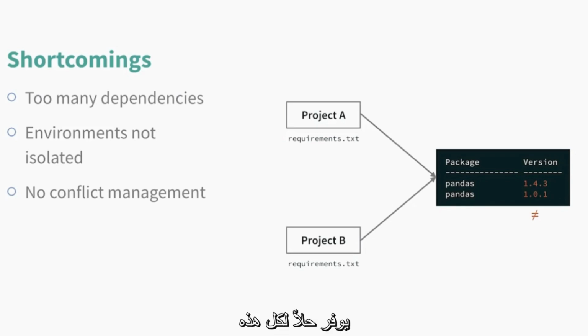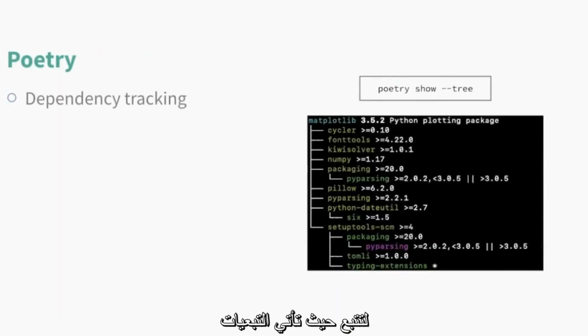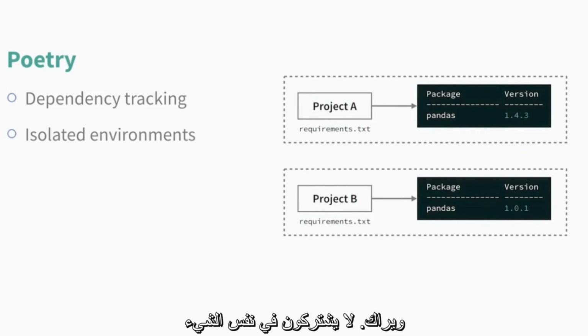Poetry provides a solution for all these problems. First, it provides a way of tracking where dependencies come from. The simple command poetry show --tree shows all your dependencies in a tree diagram, showing you exactly what you have in your environment and why they're there. The second thing Poetry provides is isolated environments for each project you create. And since they don't share the same environment, the risk of conflict is minimized.